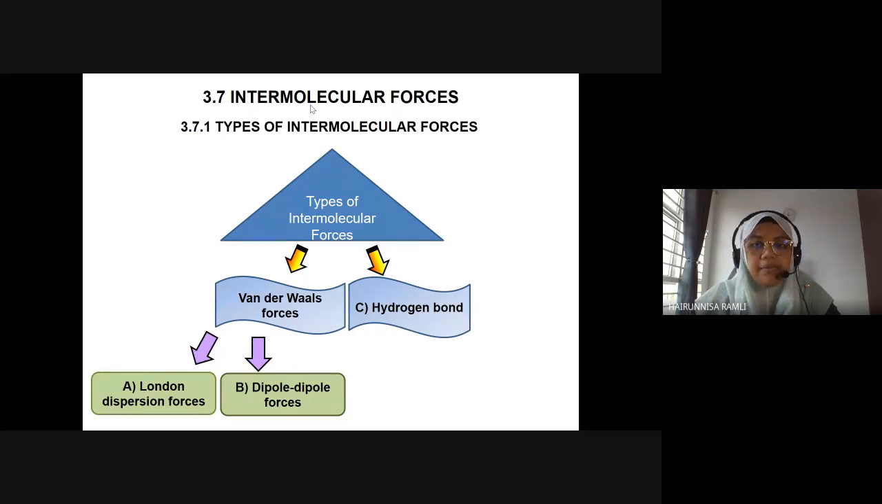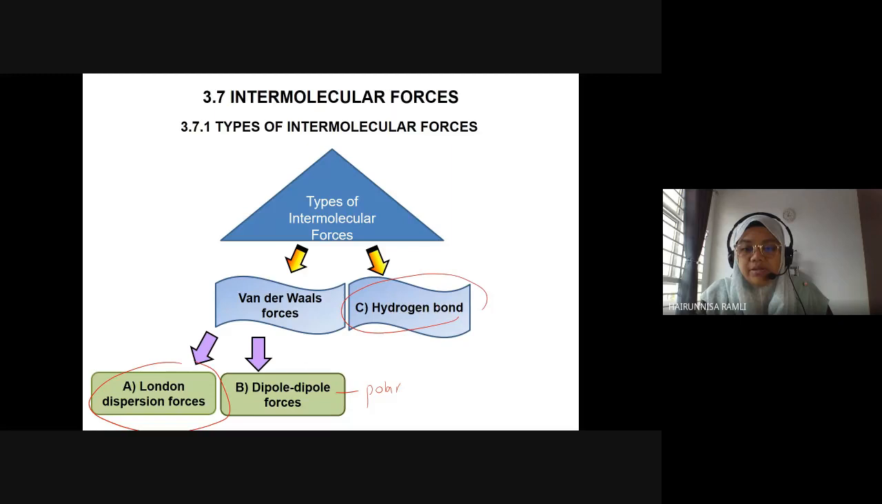Actually there are many more, but the ones you should know and the very important intermolecular forces are these three. We have London dispersion forces. This is the weakest attraction, and it occurs in all molecules, either polar or non-polar. Then we have dipole-dipole forces, which is only for polar molecules, and also the special dipole-dipole which we call hydrogen bond, where hydrogen is bonded with either F, O or N.